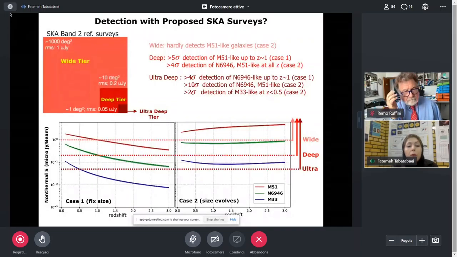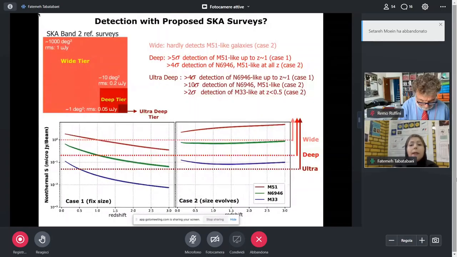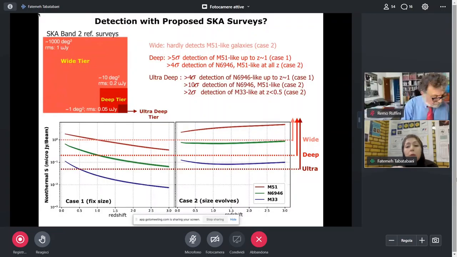And we find that, for instance, the wide tier can only see M51-like galaxies, and only at about 2 sigma, so hardly, and only in case 2. The deep tier can see M51 and 6946, but not M33. The ultra deep tier can see M33-like galaxies, which are low-mass dwarf galaxies, up to a redshift of 0.5. So if we want to study dwarf galaxies, we should go to deeper observations, which hopefully will come with SKA phase 2.